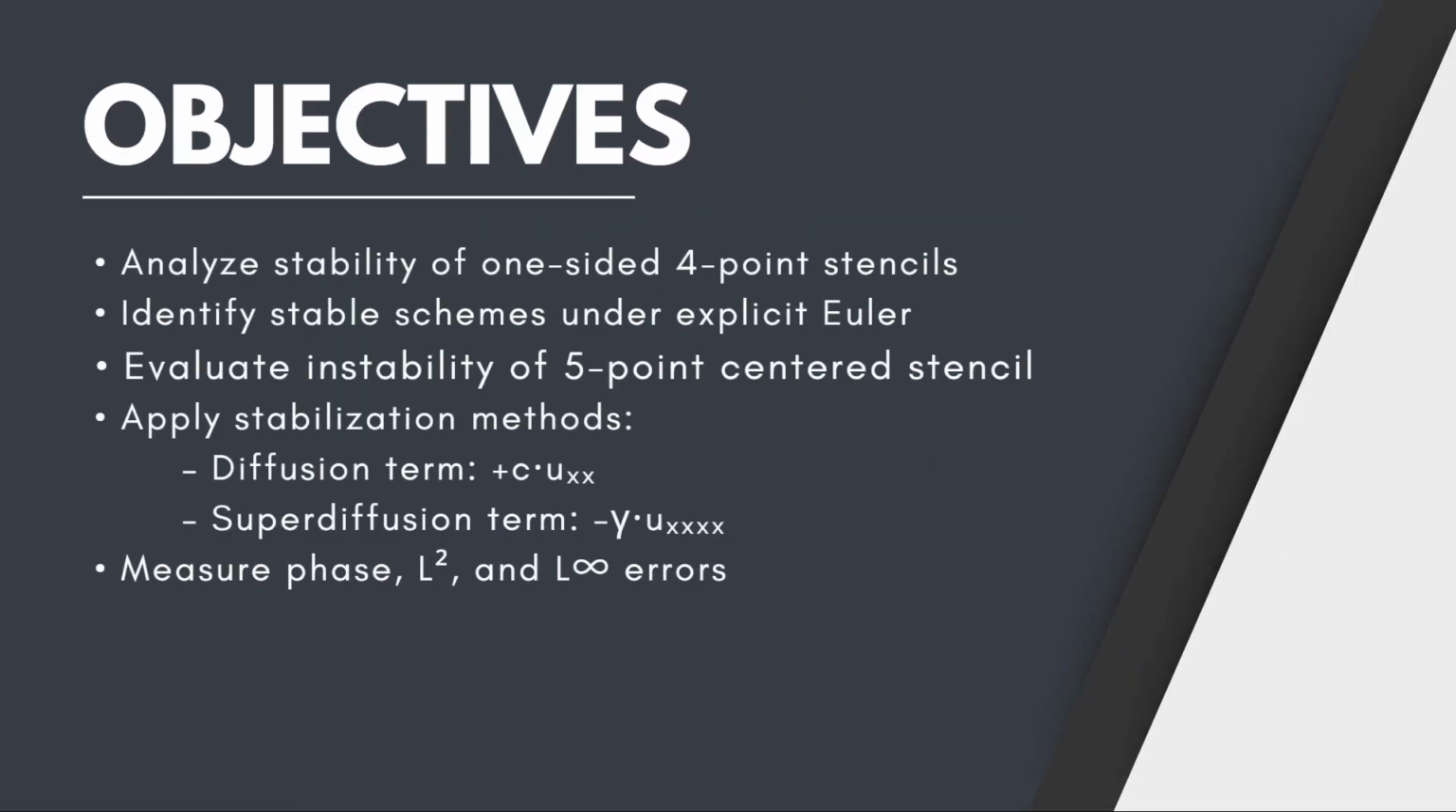We have established four main objectives for this study. First, we aim to analyze the stability of various one-sided four-point distances. Second, we want to identify which of these schemes are stable when using the explicit Euler method. Third, we will demonstrate the inherent stability of the classical five-point centroid stencil. And finally, we will attempt to recover stability by applying two different methods, adding a standard diffusion term versus adding a superdiffusion term.